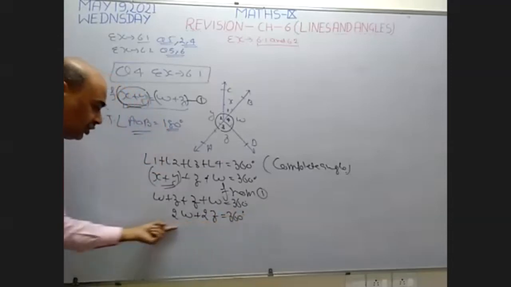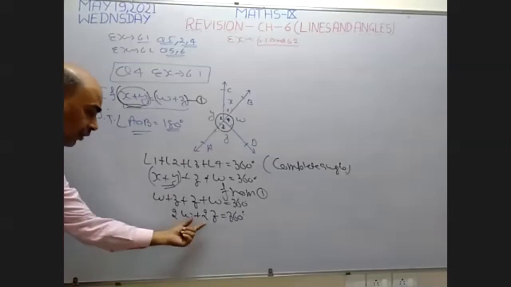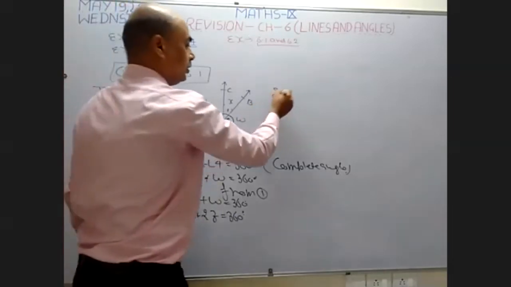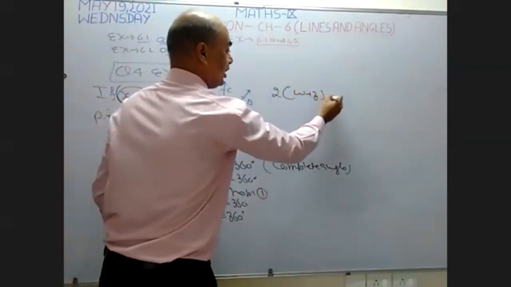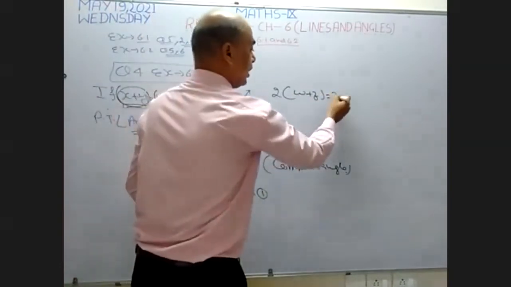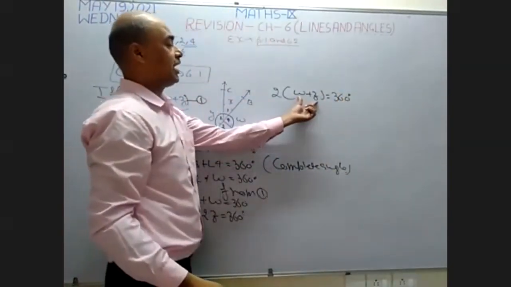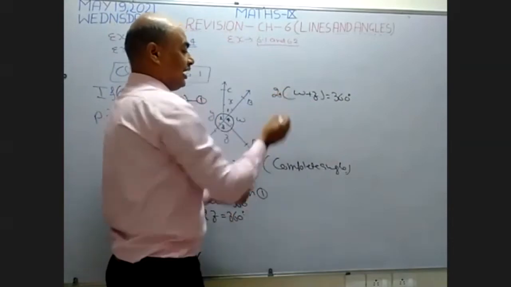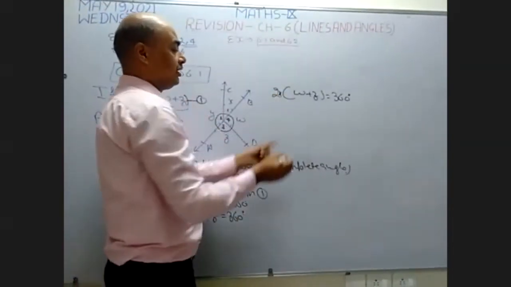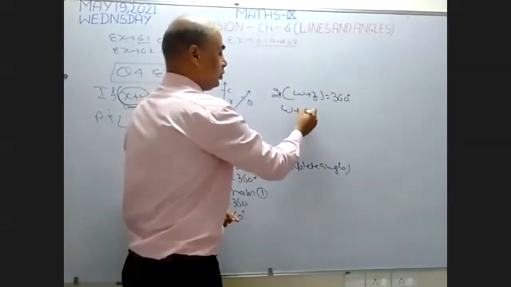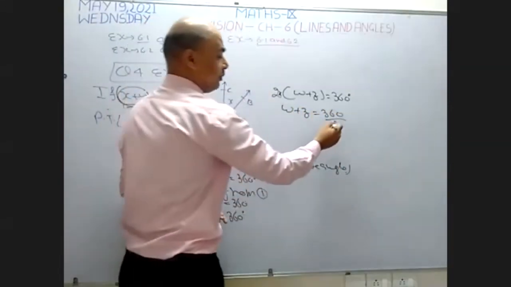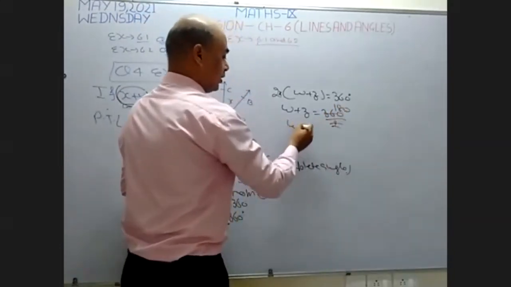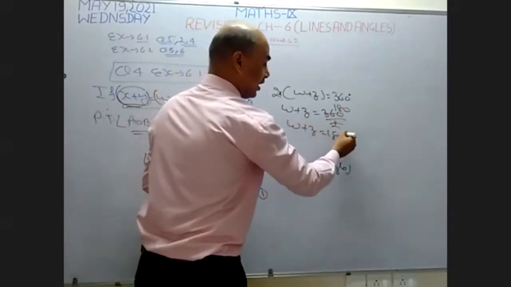Now what is common between these two? See, what is common? 2 is common. So I want to take 2 common from this. When I take 2 common, what is left? w plus z. So write here 2 times w plus z equal to 360 degrees. I want to find the value of w plus z. So I take the 2 from left to right, since it is multiplying, it is going to divide 360 degrees. When it divides 360 degrees, it becomes 180 degrees. And w plus z is equal to 180 degrees.